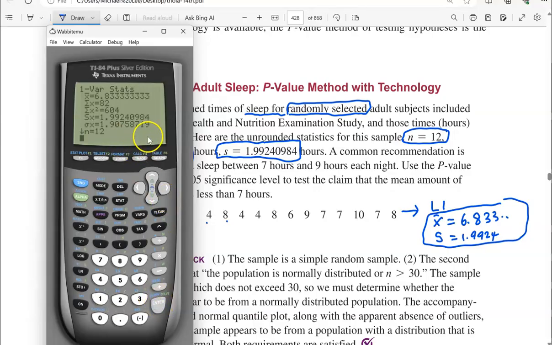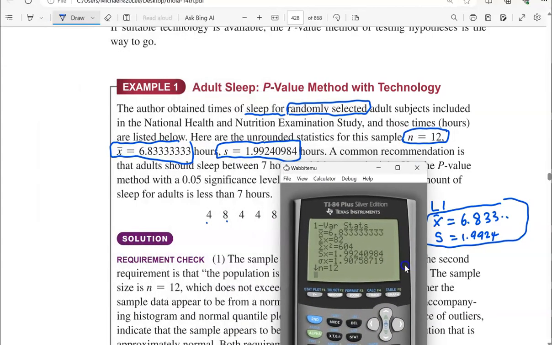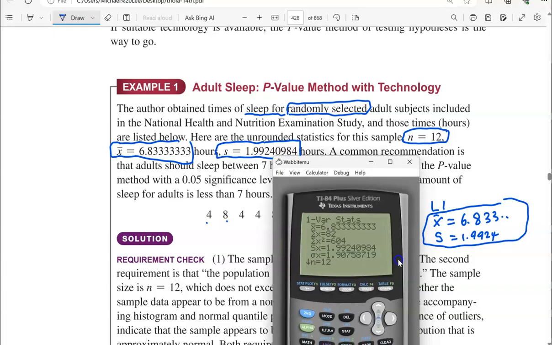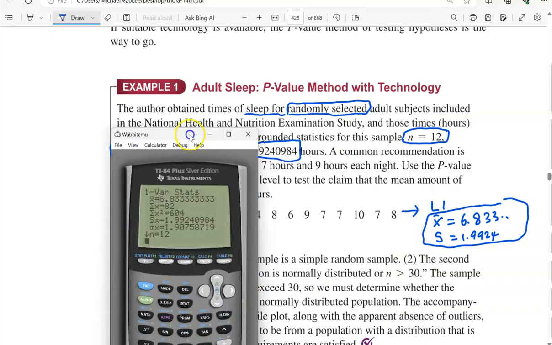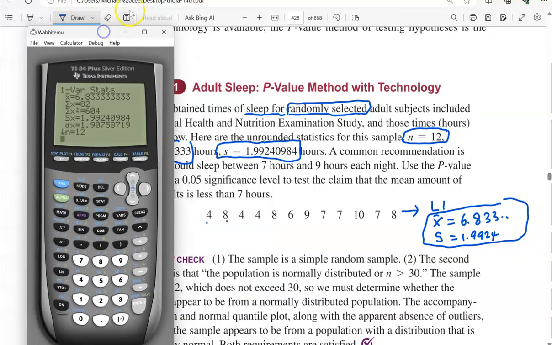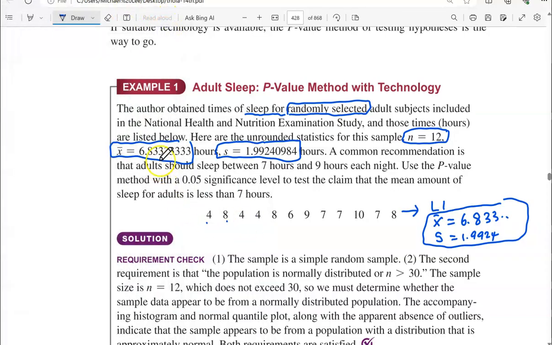So do you see that x bar is 6.833, the first one? And then Sx, that's the standard deviation, 1.9924. So you can actually compute those from the calculator, even if you don't have x bar and s. Why do we need that? Because we need that to compute the test statistic.